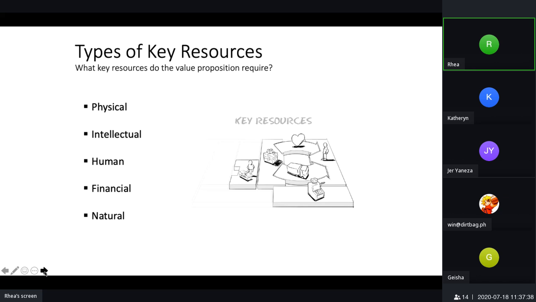Financial. How much money do you need in order to have the launch pad of your startup? So you need to be able to identify that. And finally, our other natural needs, like you need water, you need electricity. Very much similar to that. So those are the key resources that are very important to identify so you can be able to build your startup.